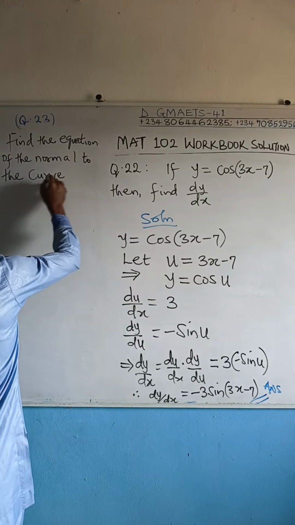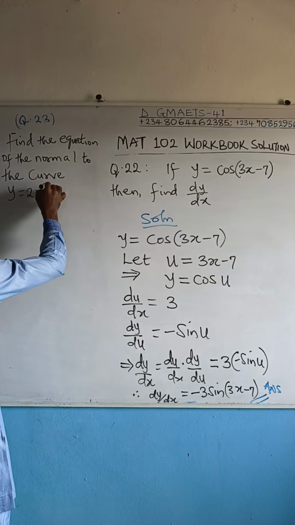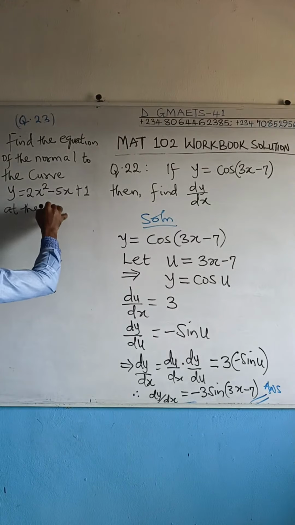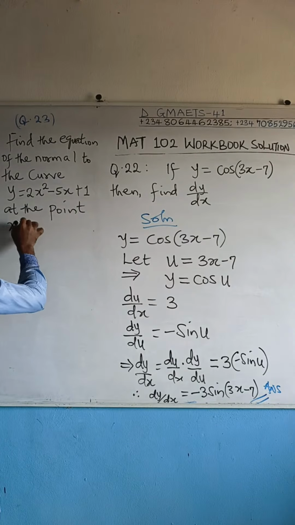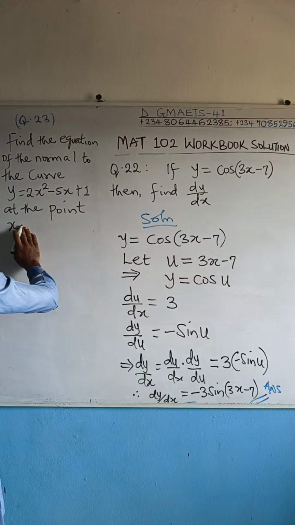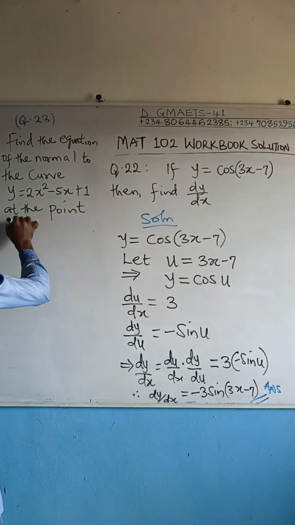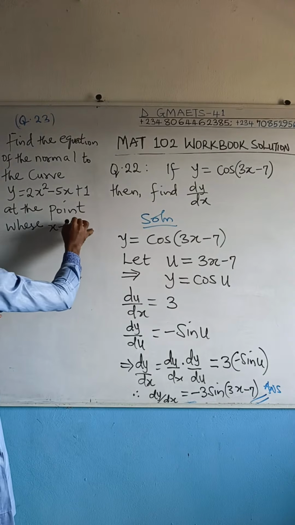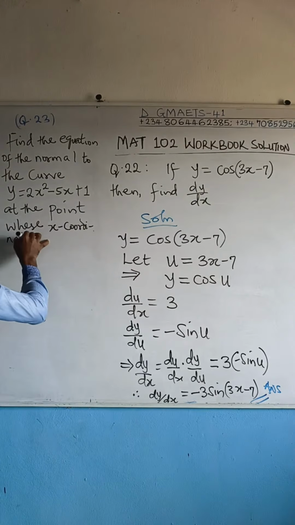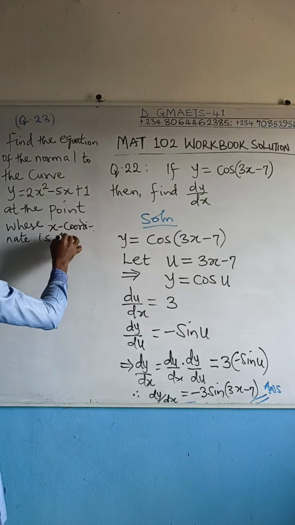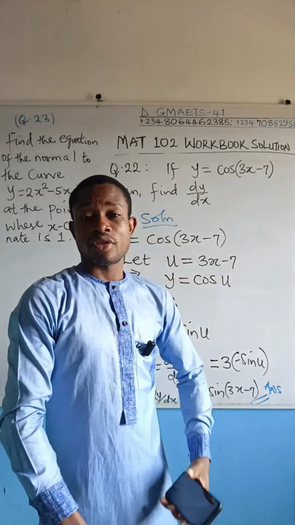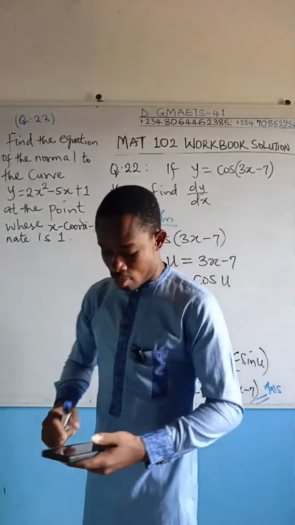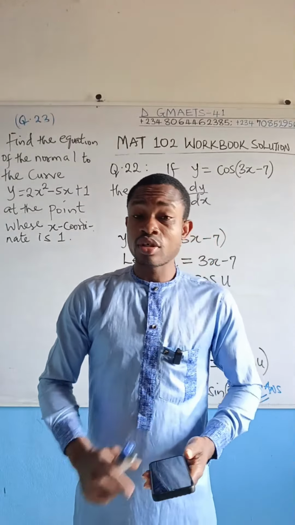y equal to 2x squared minus 5x plus 1 at the point where the x coordinate is 1. So that is the question. We have to find the equation of the what? The normal, right? Find the equation of the normal.